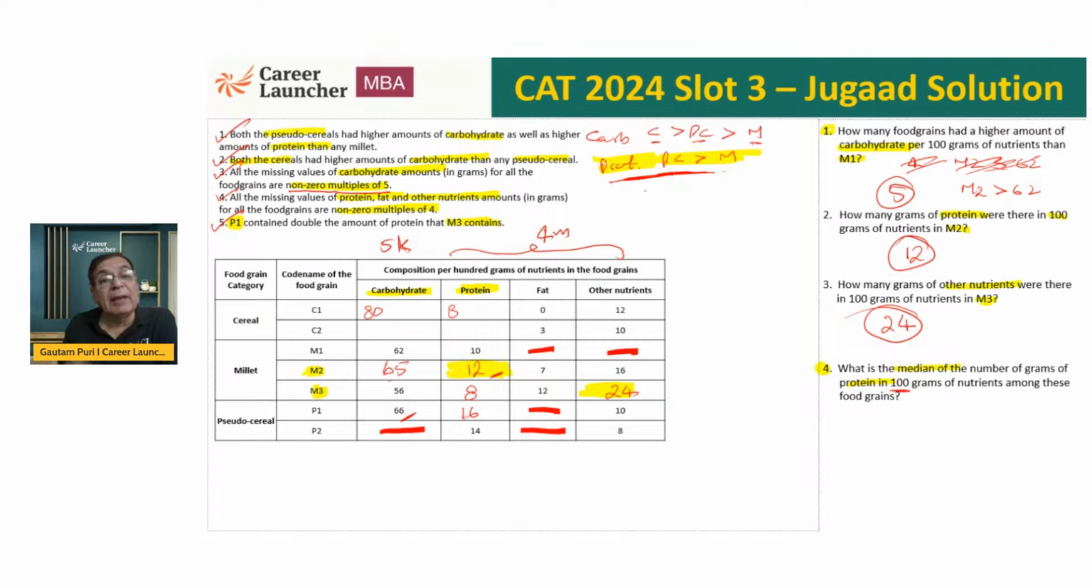Next, we'll not check 85. Why? If 85 comes here, this will become an odd number. Protein will be odd. Next is 90. 90 and 12, 102 is not possible. Total is 100. So 80 and 8.